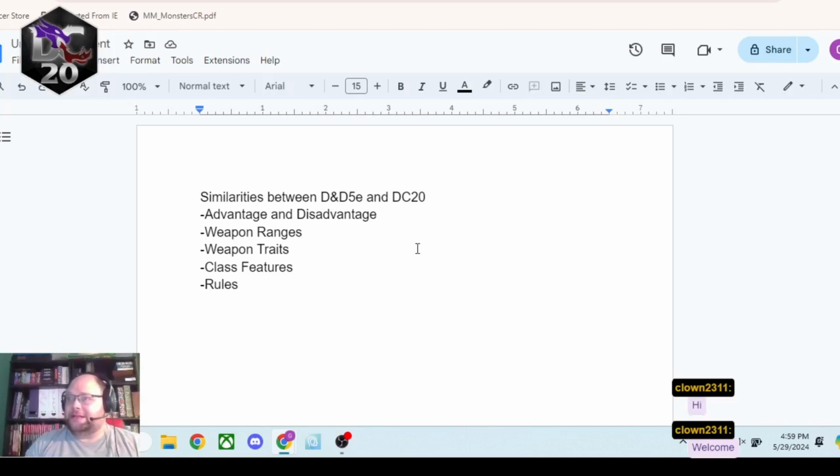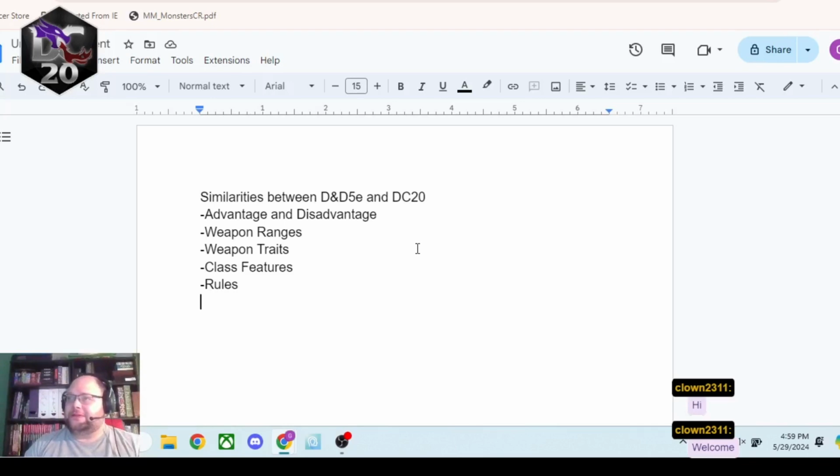The 4-point action economy is very easy to pick up. It's intuitive. It's engaging. And if you're a DM, if you know how to make rulings in D&D 5th edition, you would be making very similar rulings in DC20.